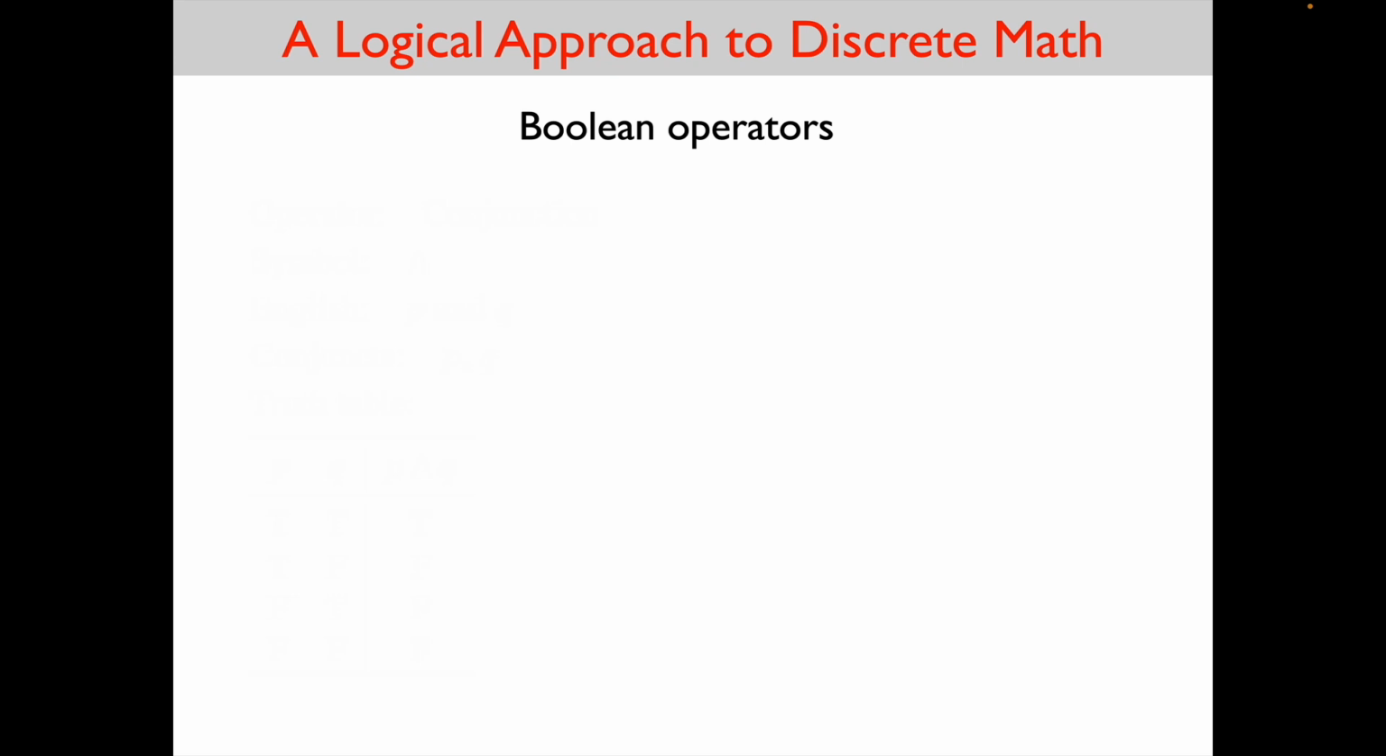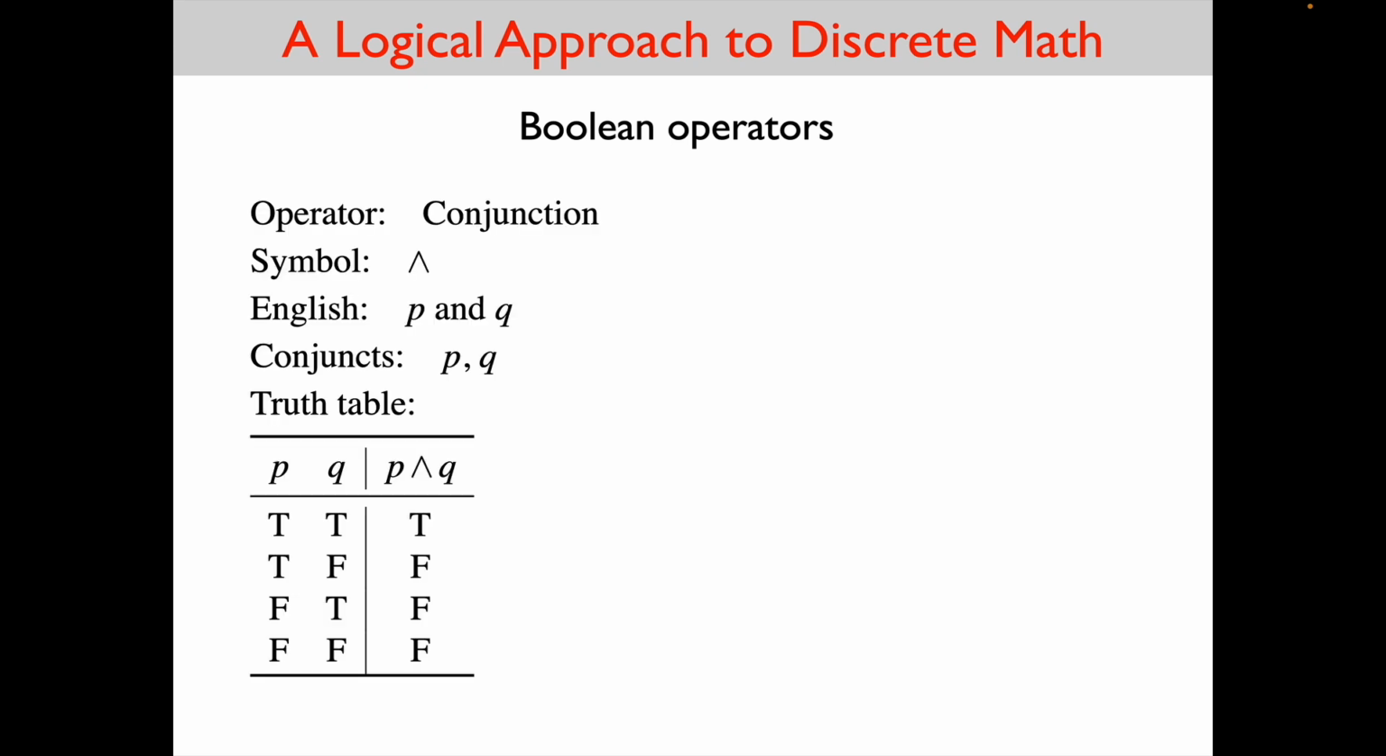Okay, this is the recap for Lecture 5 of Formal Methods, and the topic today is Boolean operators. So let's take a look. The first operator that we're going to discuss is conjunction. The name of the operator is conjunction.